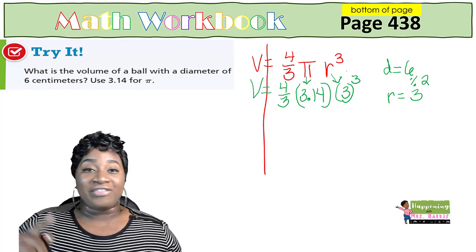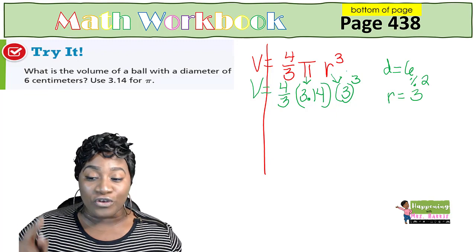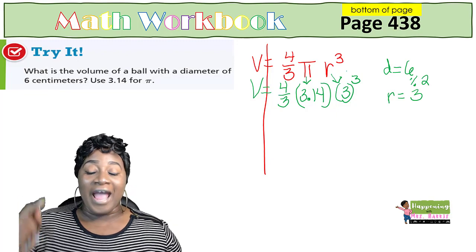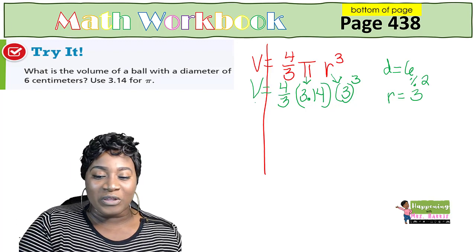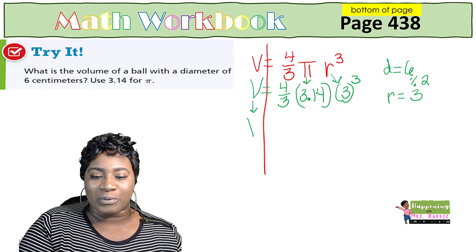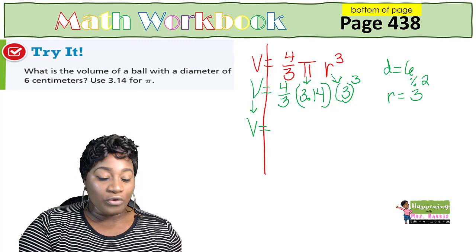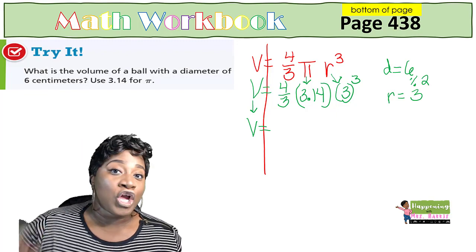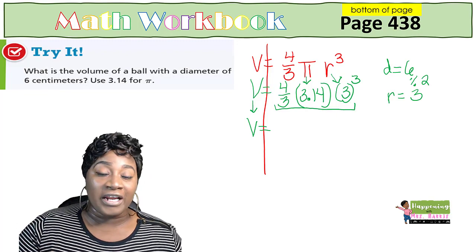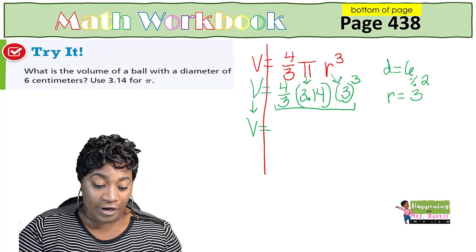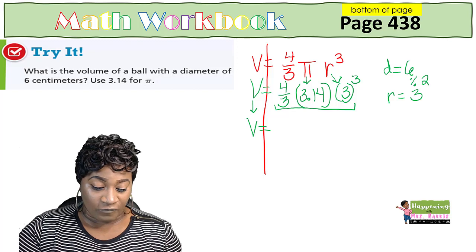Ladies and gentlemen, at this step, this is the moment where you can use your handy dandy calculator to simplify. On the left side of the equal sign, you can just bring down this V. On the right side of the equal sign, you can go ahead and key in all of this from left to right into your scientific calculator. We'll key in the 4/3.